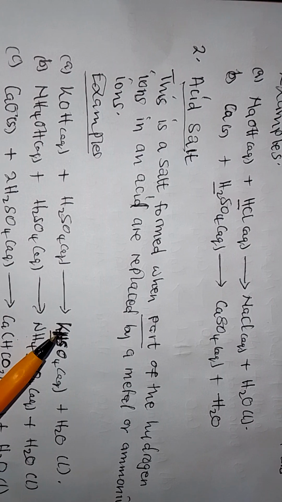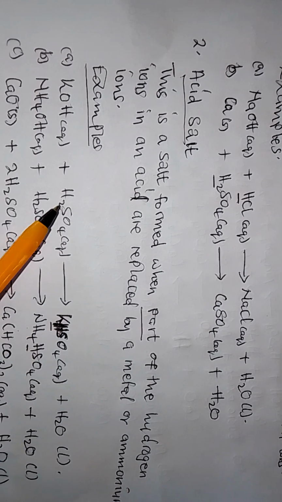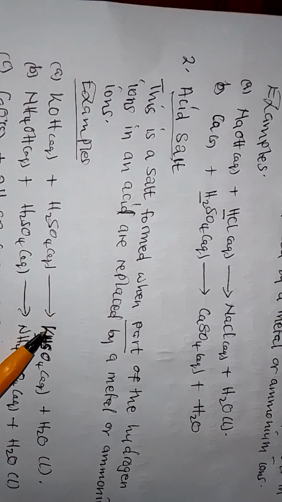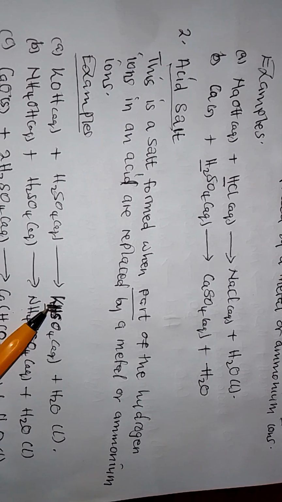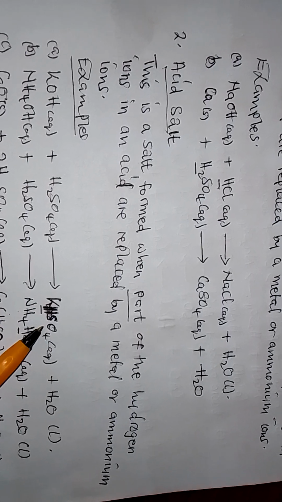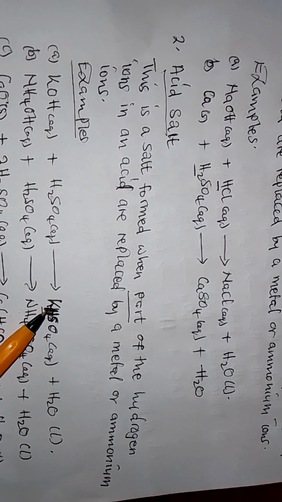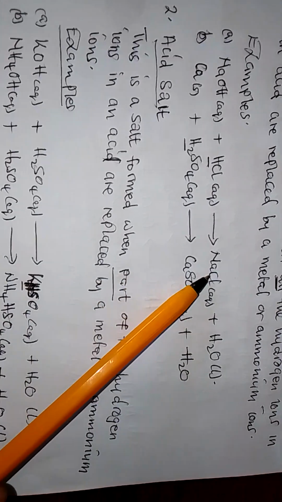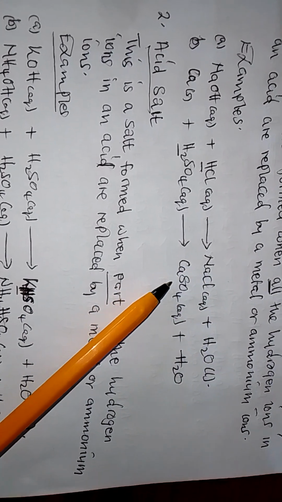So, by having this hydrogen here, it means not all the hydrogen have been replaced. It is only part of hydrogen. So, as long as this hydrogen is there, it's the one that causes the acidic nature of this salt. So, as long as hydrogen is here, this salt is an acid salt. But this one, is there any hydrogen? Is there any hydrogen here?